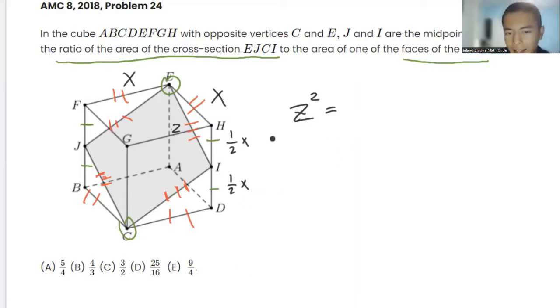Well, again, you just square them and sum them up. So it's going to be x squared plus (1/2 x) squared, which ends up being 5/4 times x squared.